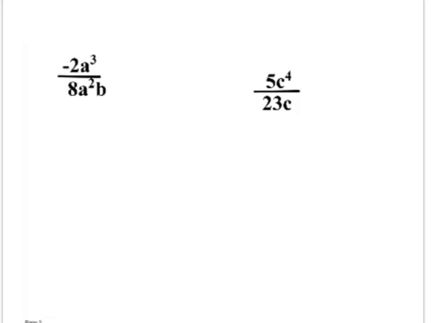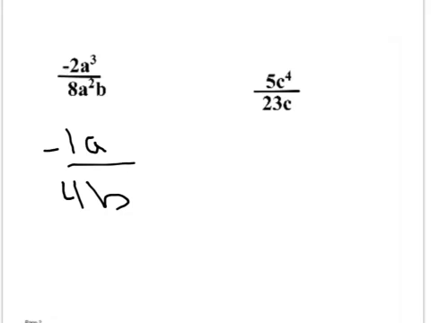Negative 2a cubed over 8a squared b. So what can we get rid of? 2a squared. We can get rid of a squared, can't we? Because a to the third on top, right? What is 3 minus 2? It's 1, so on top is just going to be a. Can we get rid of b? Is there anything on top that gets rid of b? No. Negative 2 over 8. We could just divide out 2 from both, so negative 1 over 4.